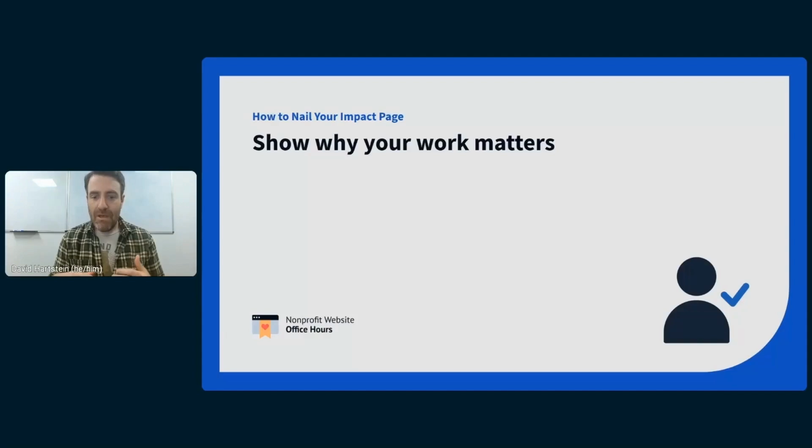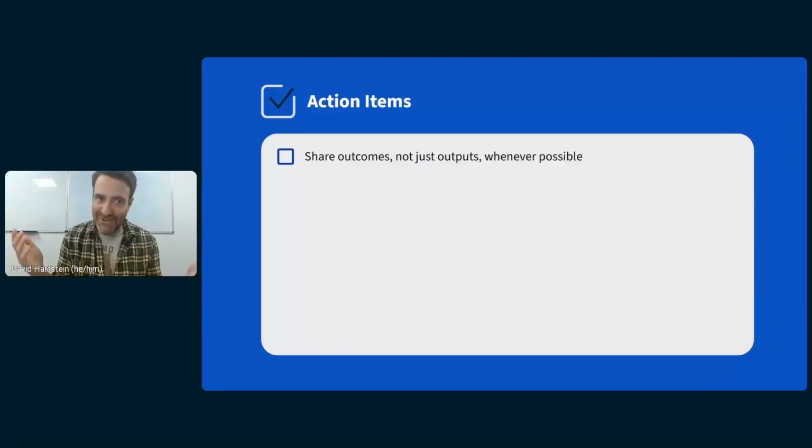But on their own, they can leave visitors thinking, okay, so what did all of that activity actually lead to? Right? Why does your work actually matter? How is it making the world a better place? And so that's really what your impact page is for, connecting the dots for your visitors between what you're doing and why it matters. Just telling the fuller story of your impact by showing what's changed as a result of your work. So how do you do that?